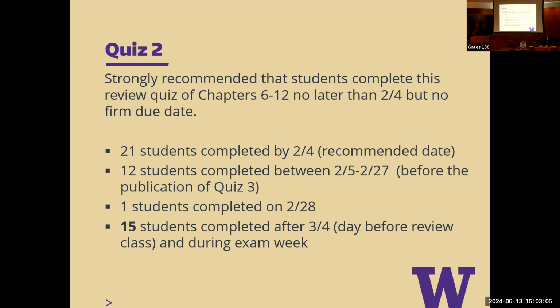Again, 21 students completed by the recommended date, 12 students completed in the few weeks after that. February 27th is when I published the last quiz, so at that point, they still had time. Again, we moved to other materials in the classroom. And then 15 students, as I pointed out, opted to do it later on. And then we get to quiz number 3. Guess where we are? Any guesses? I'm taking any bets.